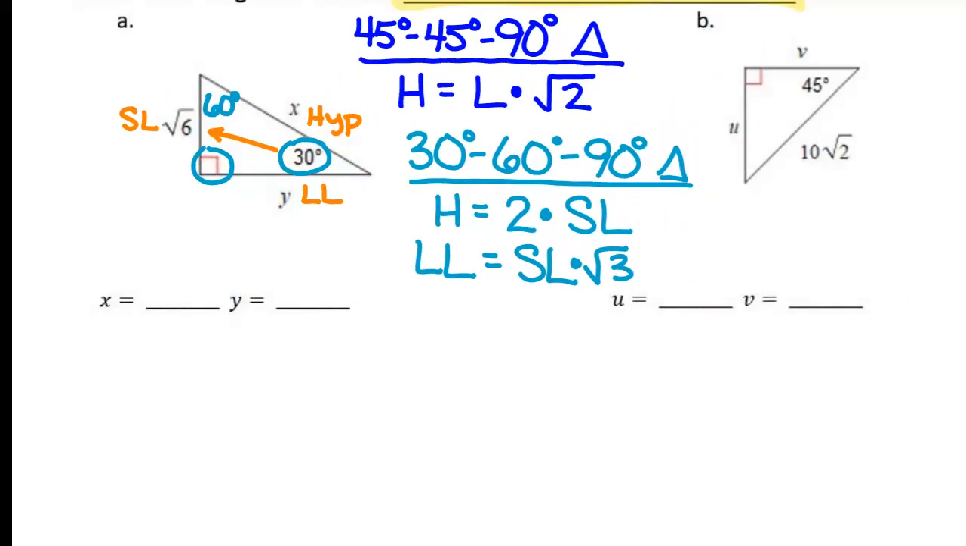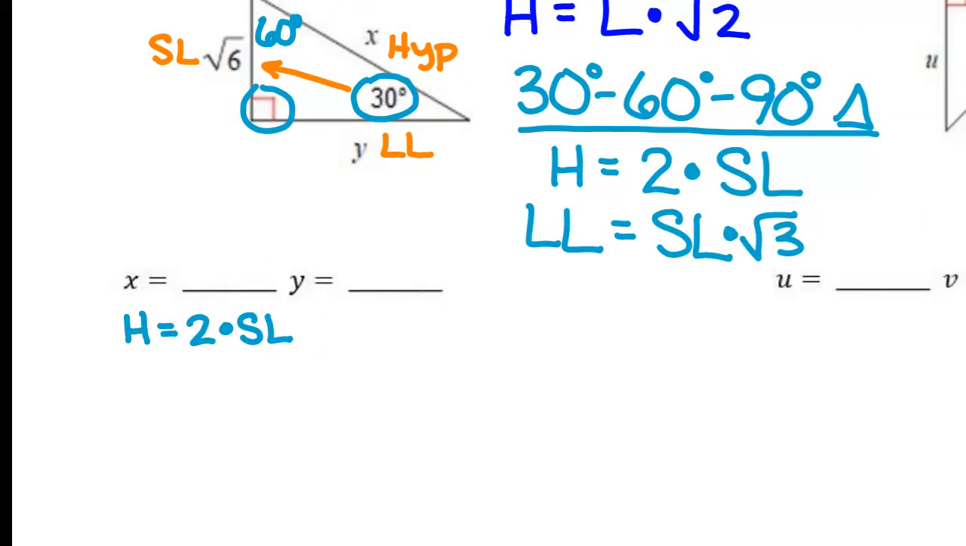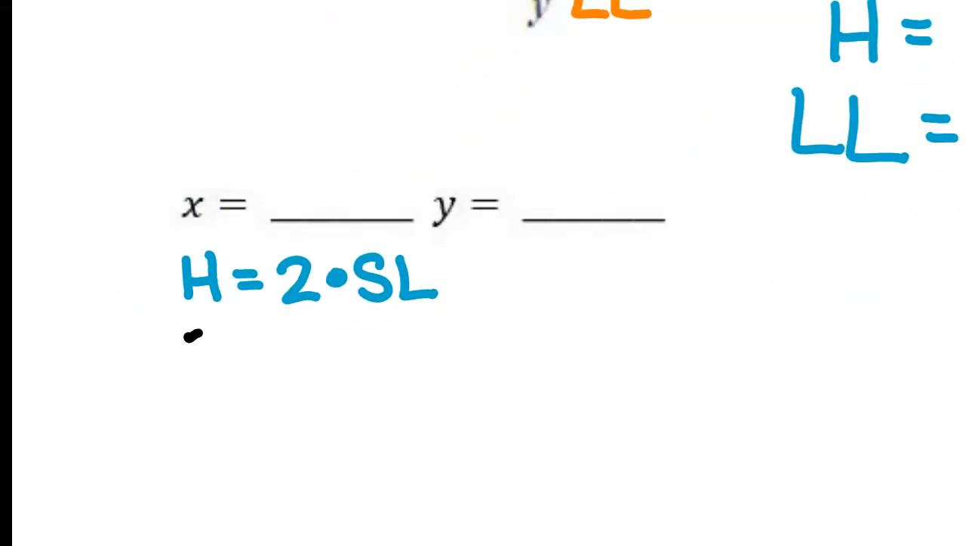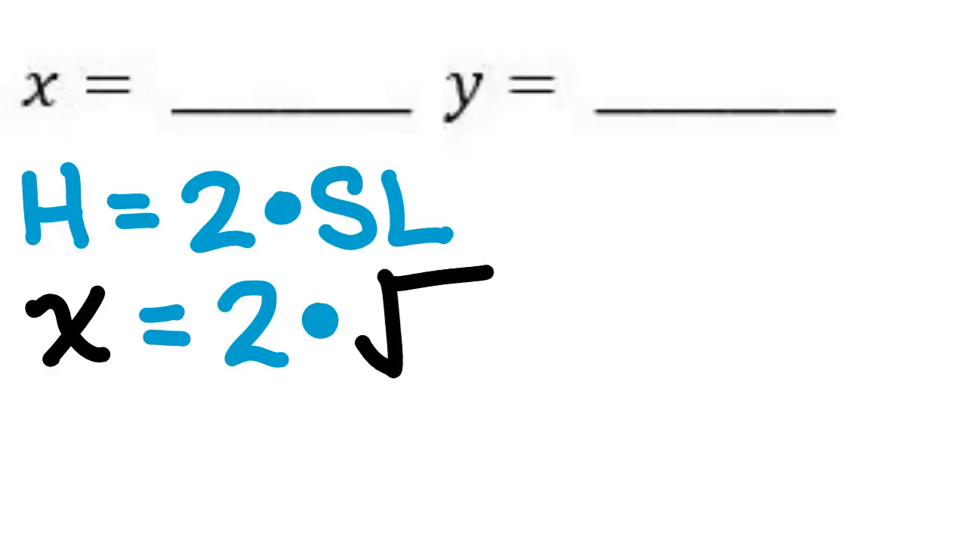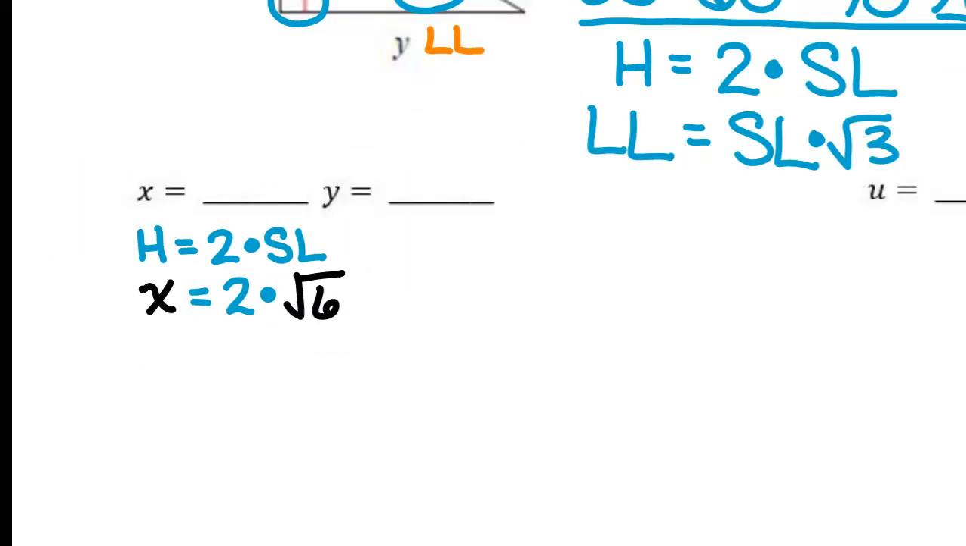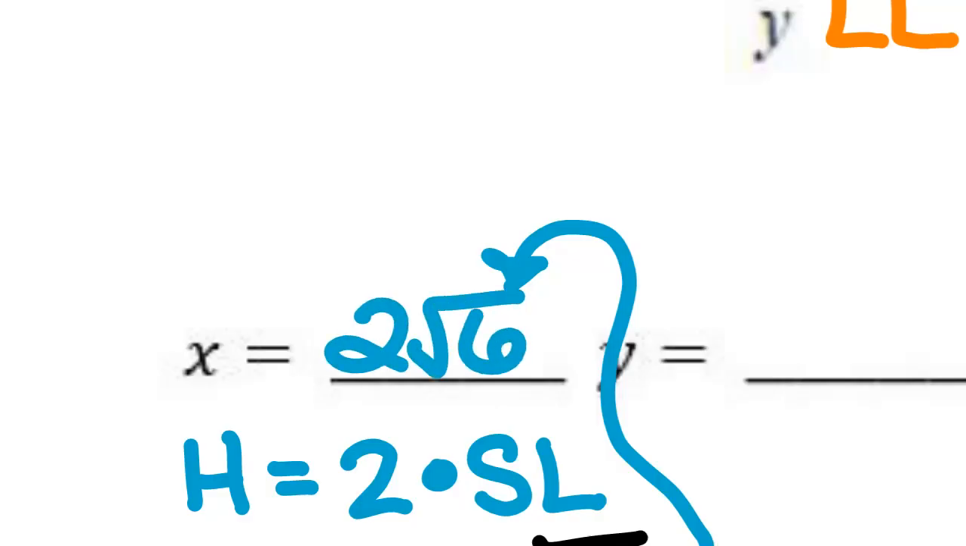All right, we need to find x and y here. X is our hypotenuse, so I'm going to use the hypotenuse rule. Hypotenuse equals 2 times the short leg. The hypotenuse is x. X equals 2 times the short leg. Here the short leg is how big? Square root of 6. That is as simplified as we can get this. 2 times the square root of 6 would be my fully simplified answer here.